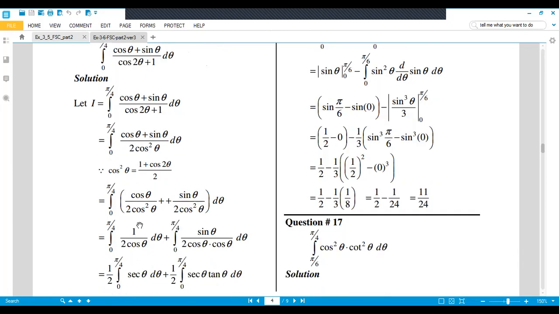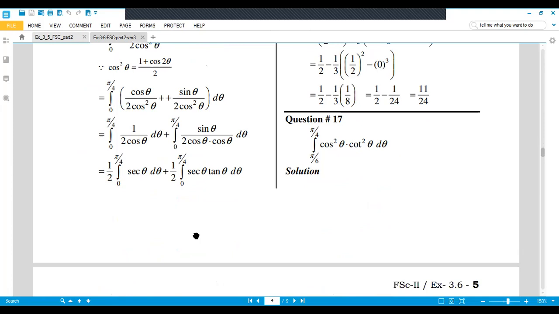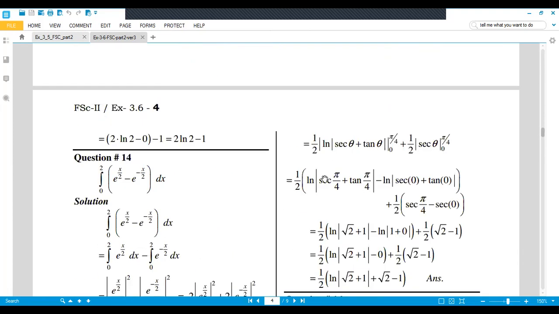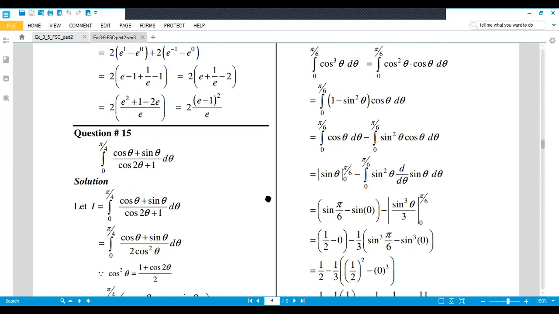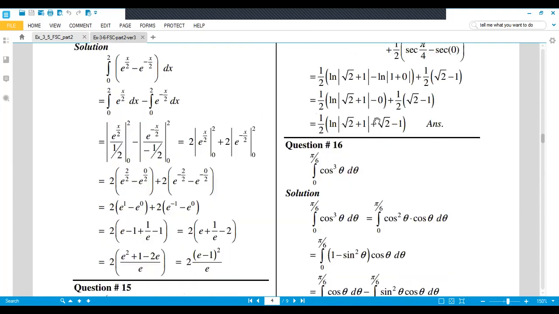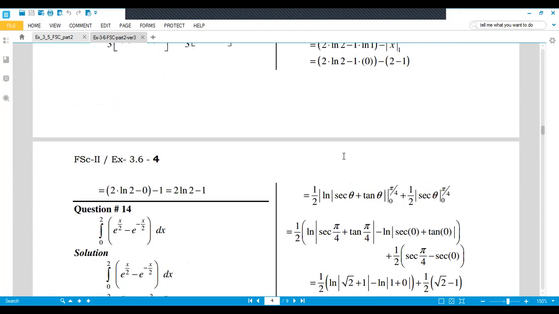When we divide with the first value, one time cos theta cancels, one time left. And when we divide with the second value, sine theta divided by 2 cos theta, so 1 over 2 secant theta. Here 1 over 2 sine over cos is tangent theta, and 1 over cos is secant theta. Secant theta into tangent theta. So you know that the secant theta integral is natural log of secant theta plus tangent theta, and secant theta into tangent theta is equal to secant theta.